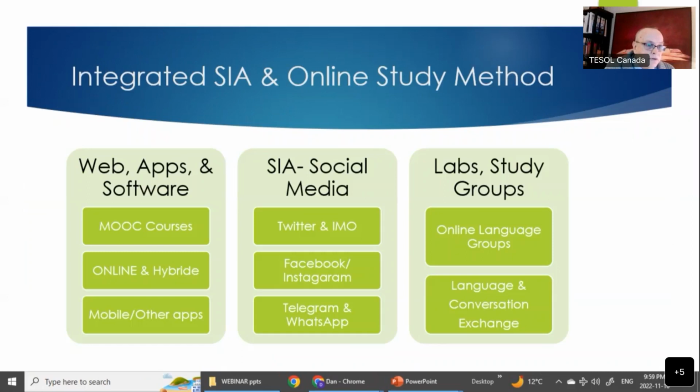The social media, Twitter, IMO, Facebook, Instagram, Telegram, and WhatsApp. I actually did some teaching for some students using WhatsApp, doing video teaching through WhatsApp with students during the pandemic. So these things have all really moved ahead tremendously in the last 2 to 3 years. Labs and study groups, online language groups, and language and conversation exchanges, all online, all being done through various platforms.